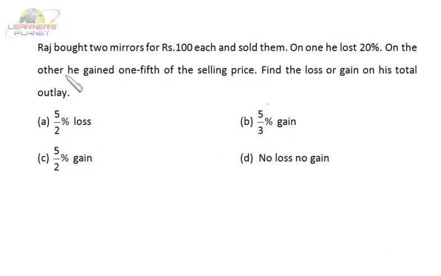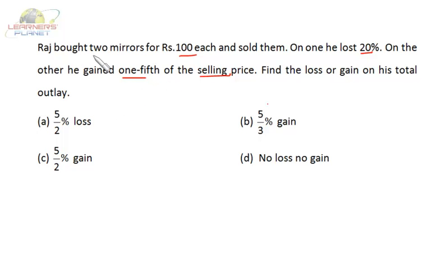Now let's say this one. Raj bought two mirrors for rupees 100 each and sold them. On one, he is making a loss of 20%, and on the other, he is making a profit of 1/5 of the selling price. We have to find his overall loss or profit.